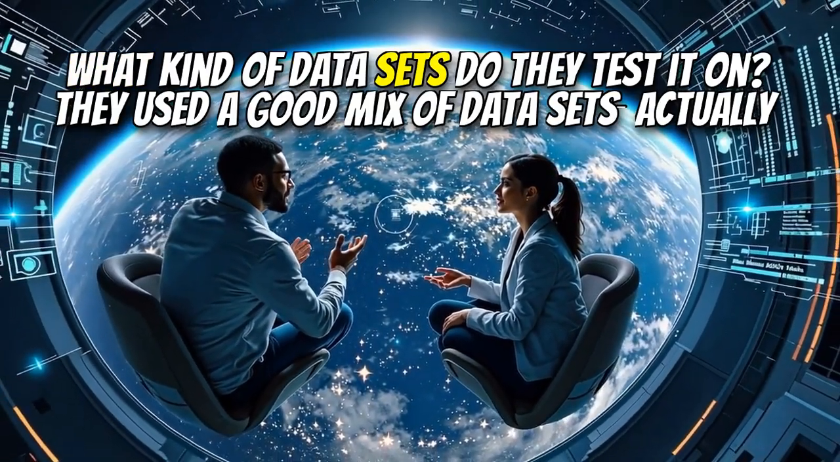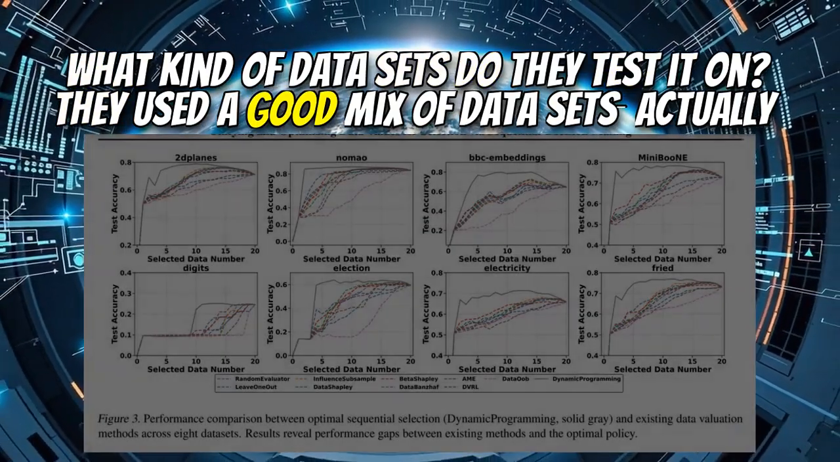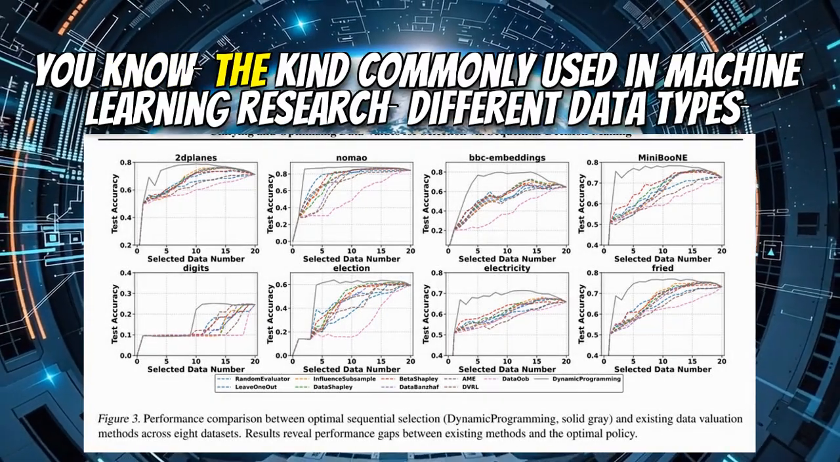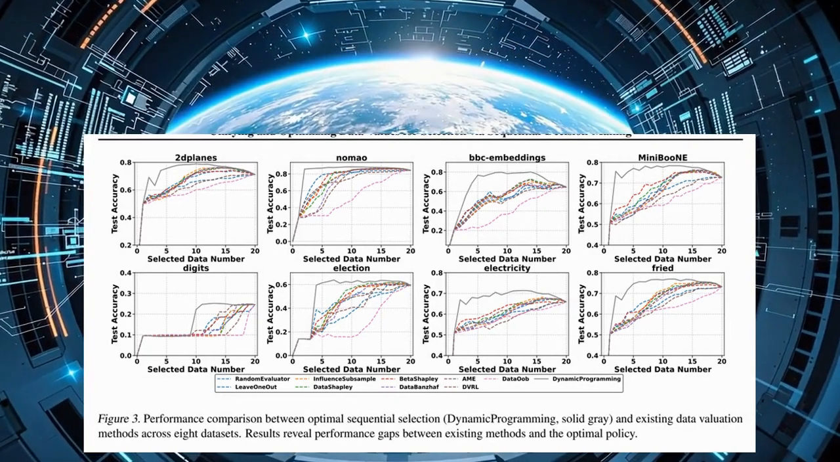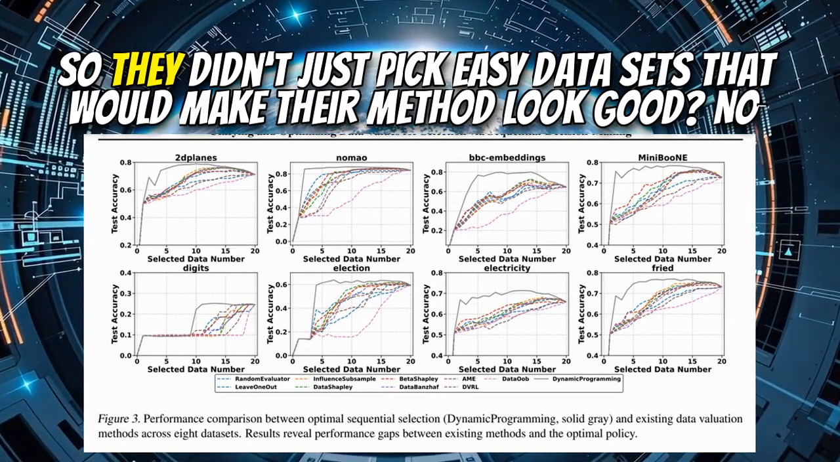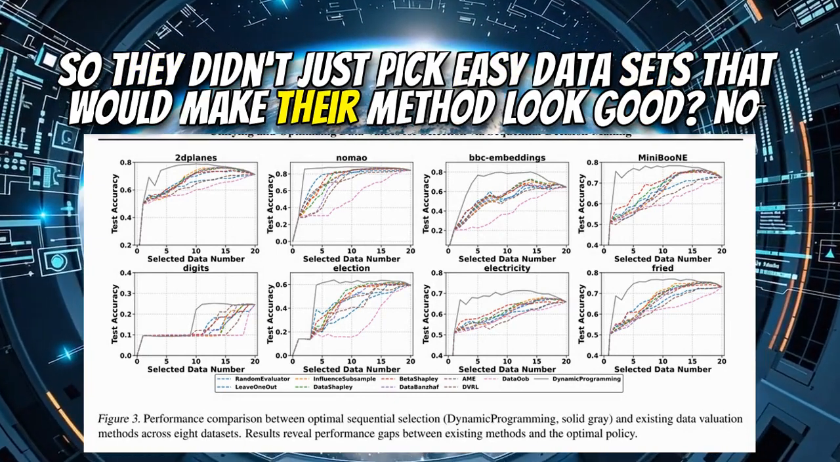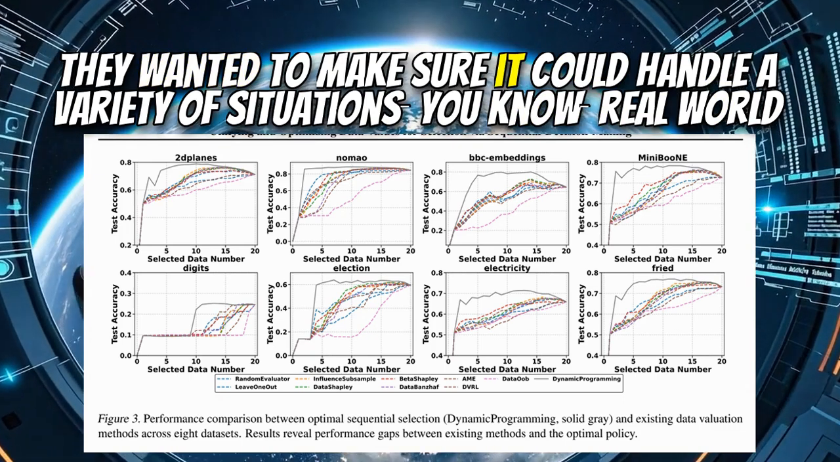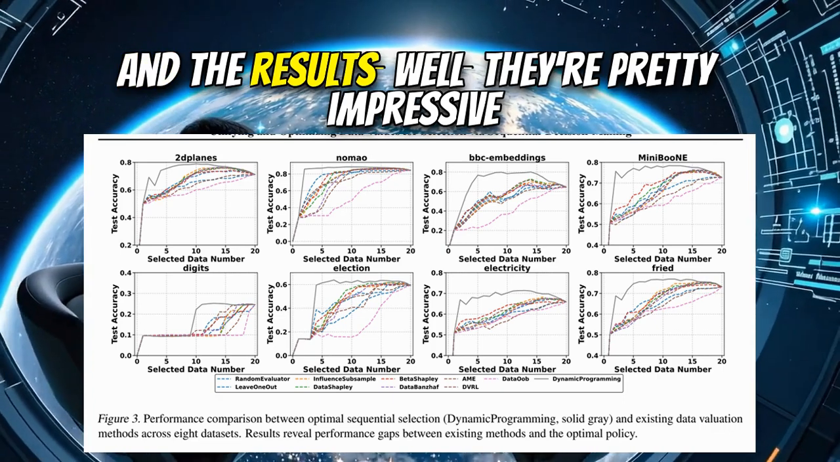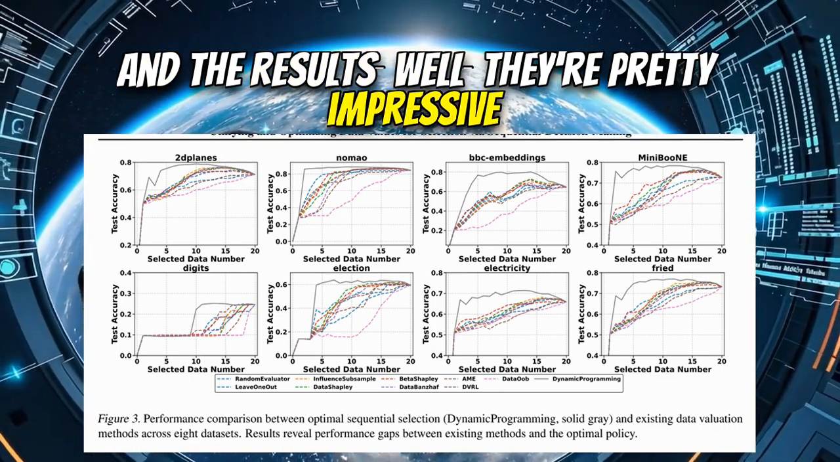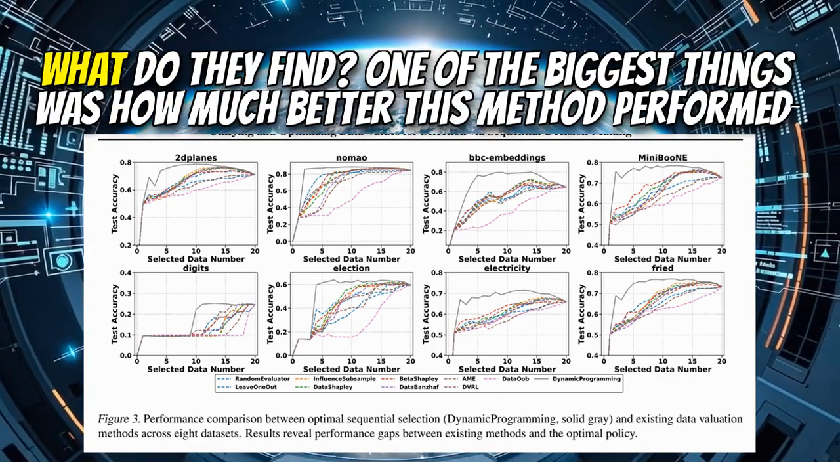What kind of data sets did they test it on? They used a good mix of data sets, actually. You know, the kind commonly used in machine learning research. Different data types, different levels of complexity. So they didn't just pick easy data sets that would make their method look good. No, they wanted to make sure it could handle a variety of situations. You know, real world stuff. And the results, well, they're pretty impressive. Okay, I'm on the edge of my seat here. What did they find?